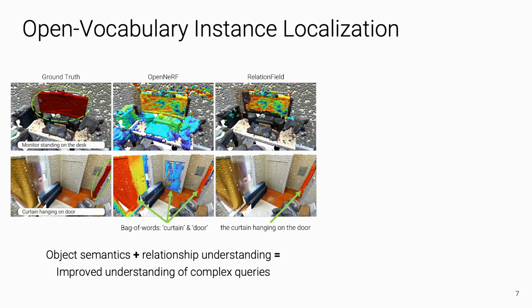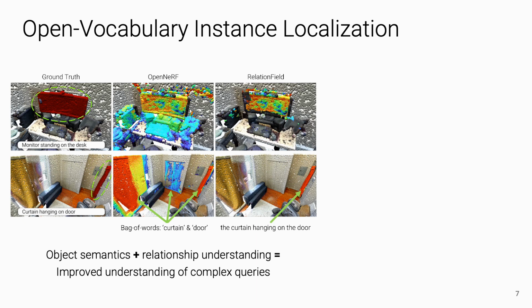When utilizing both object semantics and our novel relationship understanding within RelationField, we observe significant improvements in open vocabulary object localization for complex queries. For instance, given the complex query, the monitor standing on the desk, RelationField successfully identifies only the monitor as the object of interest, whereas OpenNeRF highlights both the monitor and the desk. The advantage of explicitly reasoning about object relationships becomes even clearer in scenarios involving multiple identical objects.